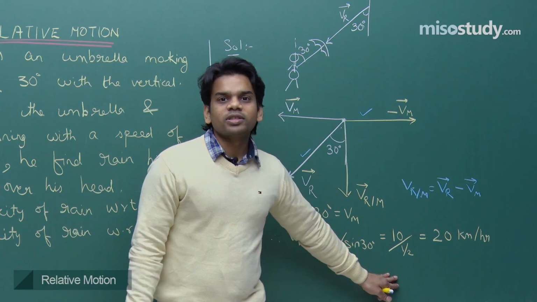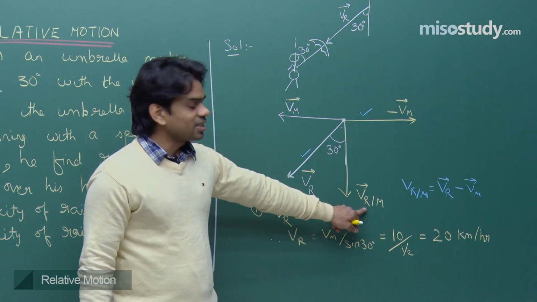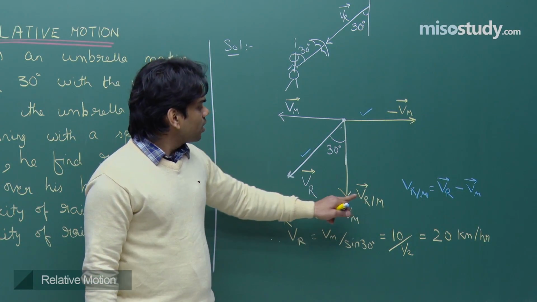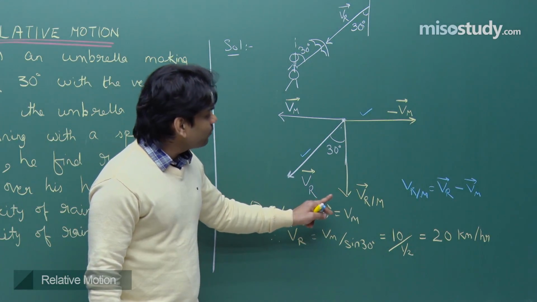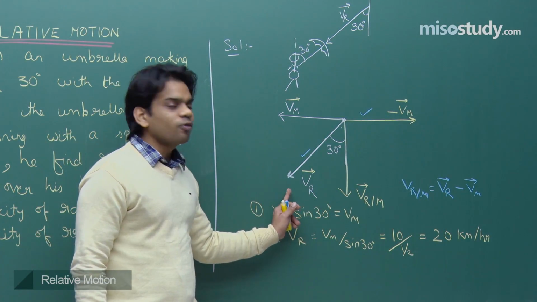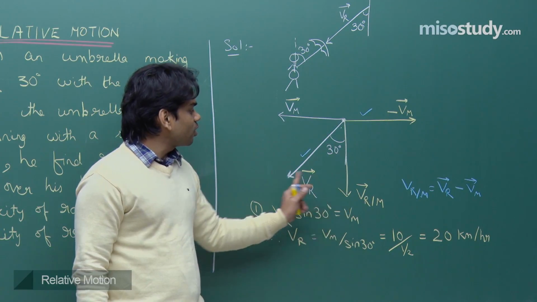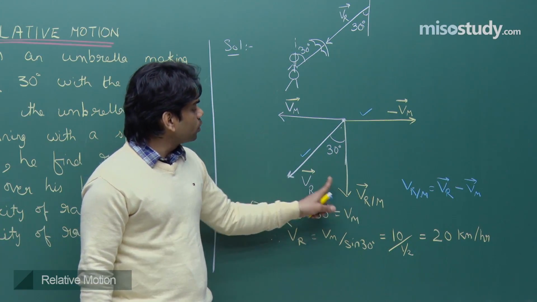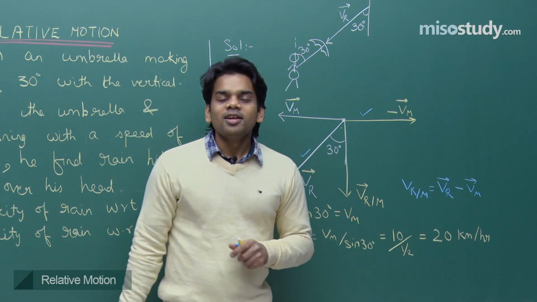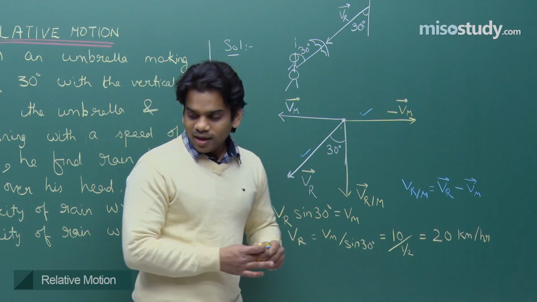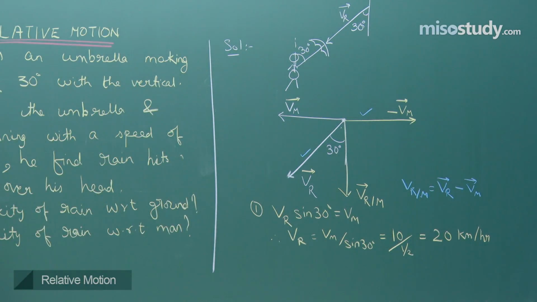Now the second information that we want, that is Vr/m. Vr/m will be equal to the vertical component of Vr. You can see Vr/m is the resultant of this and this, so this has to be equal to the vertical component of Vr. Let us find out the vertical component of Vr here. Let me rub this question. Hope you have taken down.